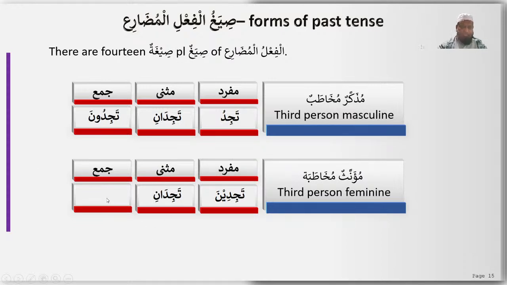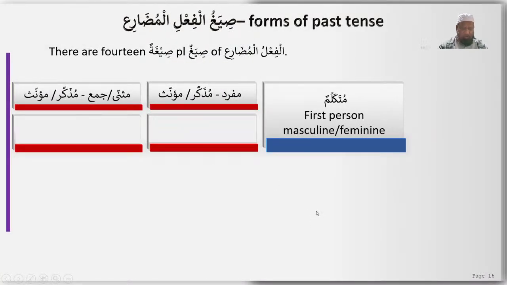Tajidani, tajidna. 6 sigas for Mukhatab: tajidu, tajidani, tajiduna, these 3 are from Mudhakkar. Tajidina, tajidani, tajidna. And 2 sigas for Mutakallim: ajidu, najidu.